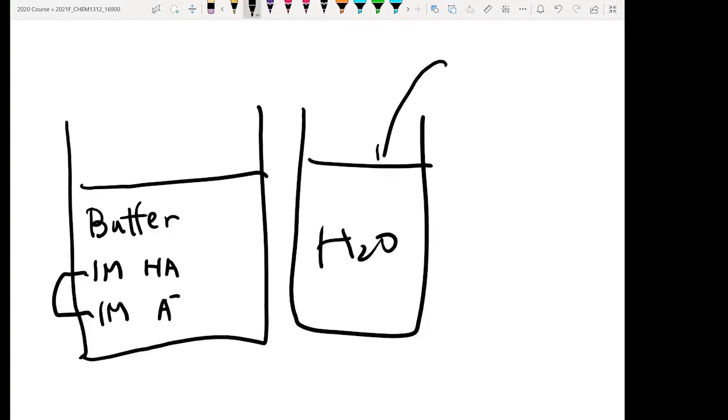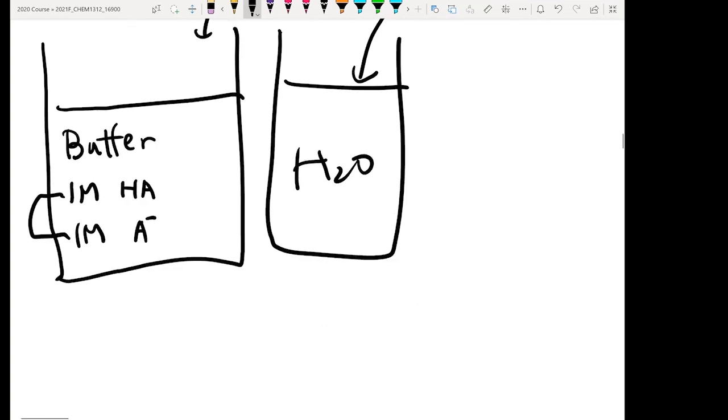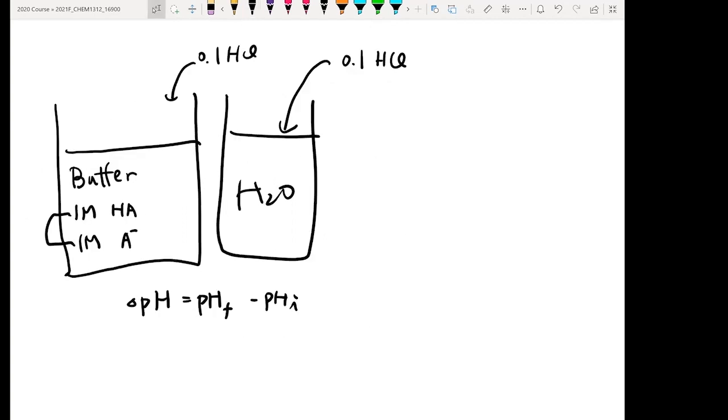If today I add in 0.1 M HCl into these two containers, I want to know the pH change in these two situations. Delta pH means I want to know the pH after I add in, so final pH minus the pH before I add in. Let's start from the easy one. Let's look at the water solution first.